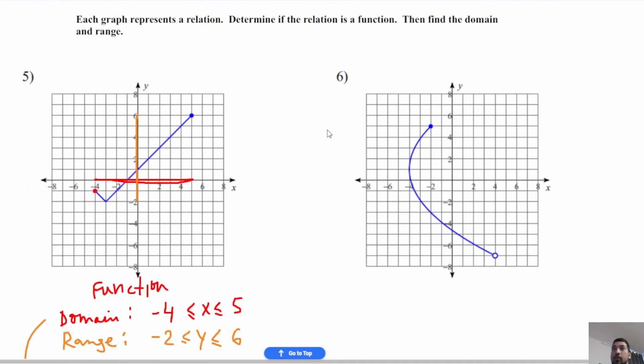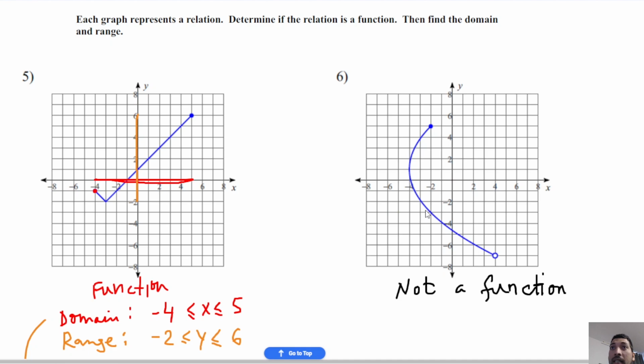Now let's look at number 6 right here. To determine if the relation is a function, we can try to draw a vertical line, and you can see that right here it's meeting at two points. Over here it's meeting at a single point. So again, this relation is not a function because the graph should not be meeting the vertical line at more than a single point. So this is not a function.